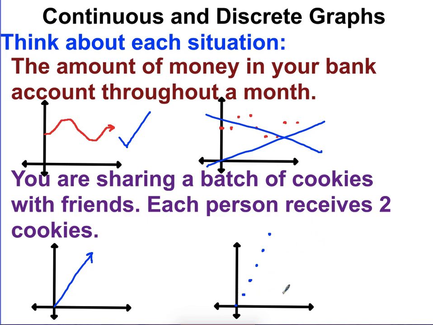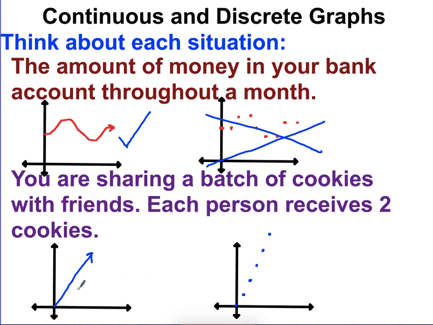Well, for this one, each person gets 2. So if there's 1 person, they get 2 cookies. If there's 2 people, they get 4. If there's 3 people, there's 6 total. Okay, so those are the total number of cookies. We don't include like 2.5 when we think of people. We don't include other fractions.